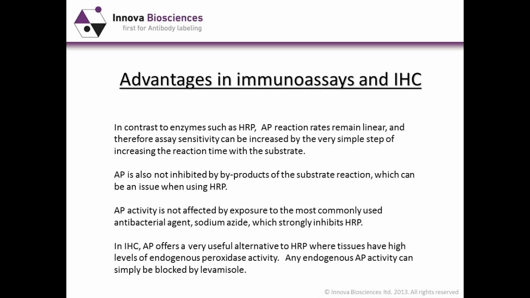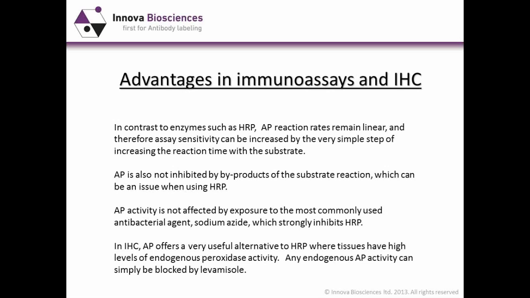Another key advantage of alkaline phosphatase is that its activity is not affected by exposure to the most commonly used antibacterial reagent in immunoproducts. Sodium azide is the product that is used in probably 80 or 90% of antibody preparations, and sodium azide strongly inhibits horseradish peroxidase. The alternative to sodium azide for use with HRP conjugates are generally mercury-based preservatives such as thiomersal, and they obviously have their own problems from a health and safety perspective, and indeed are not permitted in some countries around the world.